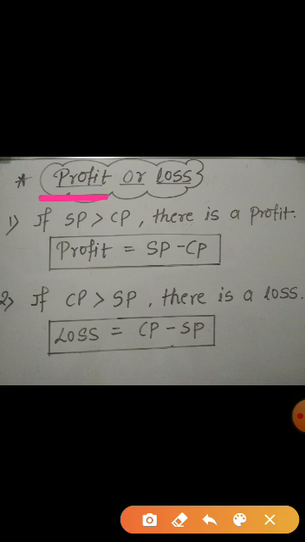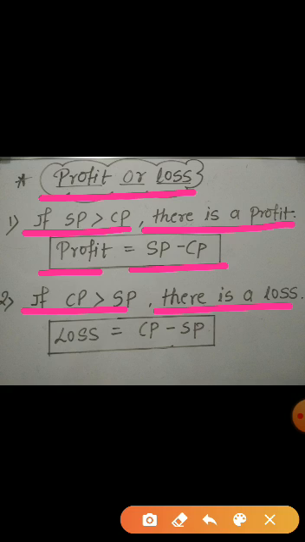Now let us discuss the topic profit or loss. Let us understand first when the shopkeeper earns a profit and when he suffers a loss. Profit and loss depend upon the selling price and cost price. If selling price is greater than cost price, then there is a profit. And the formula of profit is selling price minus cost price, that is SP minus CP. And if cost price is greater than selling price, then there is always a loss. And loss is equal to CP minus SP, that is cost price minus selling price.